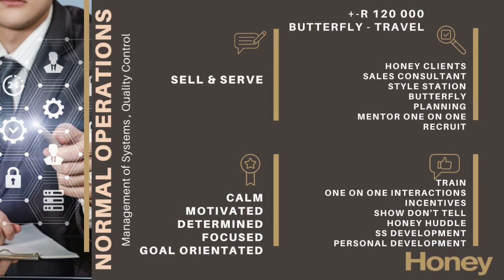So if you have now pushed through your chaos, you will find yourself in normal operations. This means that you've got control over this crazy horse and it's not throwing you off. You're still taking care of, you still sell and serve. Right now, you're going to manage your systems. This is about quality control, okay?